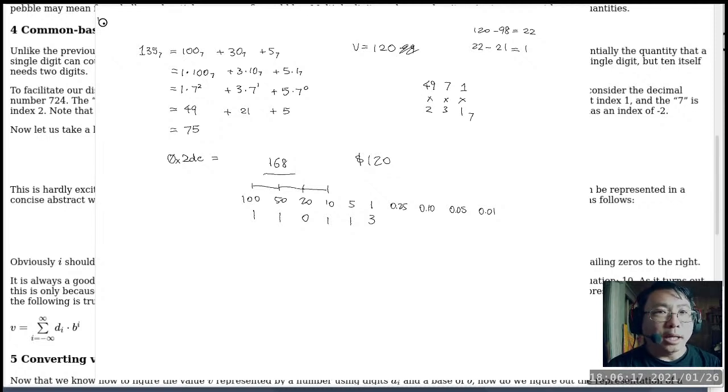Yeah, it's just like, we don't have a single digit in base 10 to represent the quantity of 10. Does it make sense? Okay.